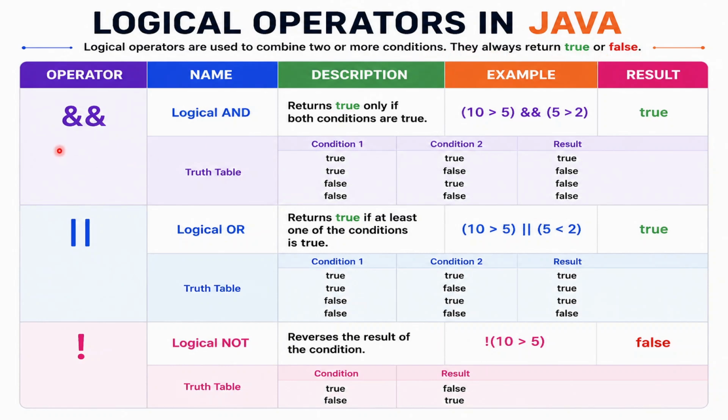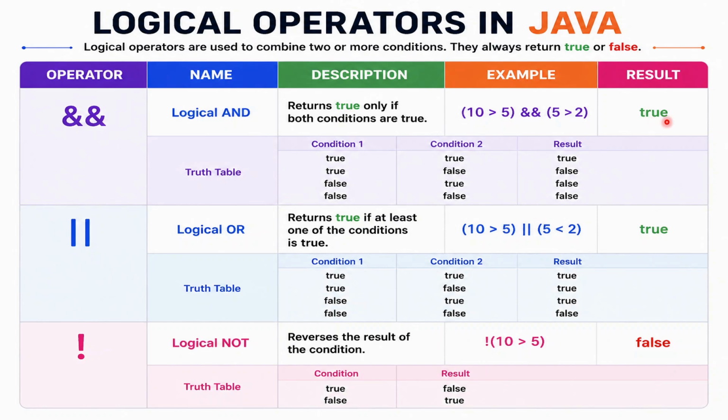We have an operator here whose name is logical AND, and the description is it returns true only if both conditions are true. For example, you can see here we have one condition, then the AND symbol, and then another condition. Here 10 is greater than 5, which is true. Then we have AND, then 5 greater than 2, which is also true. So both conditions are true, so the result will be true.